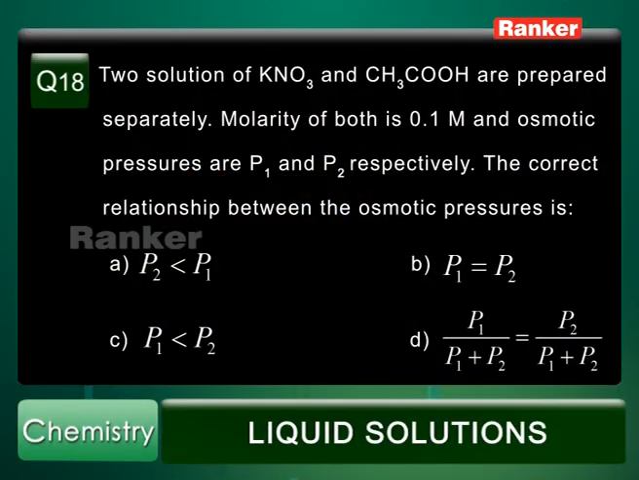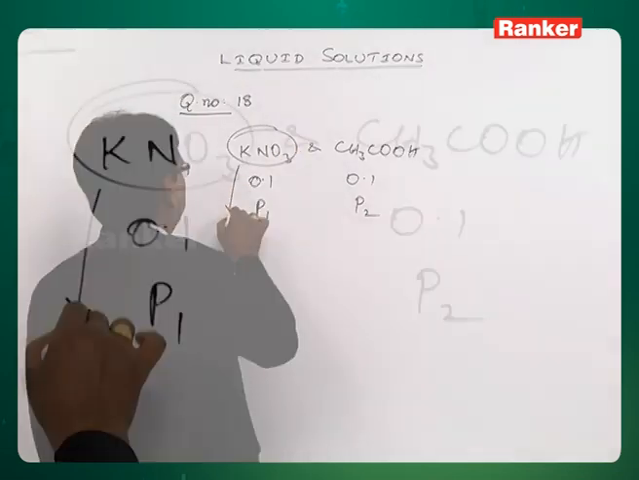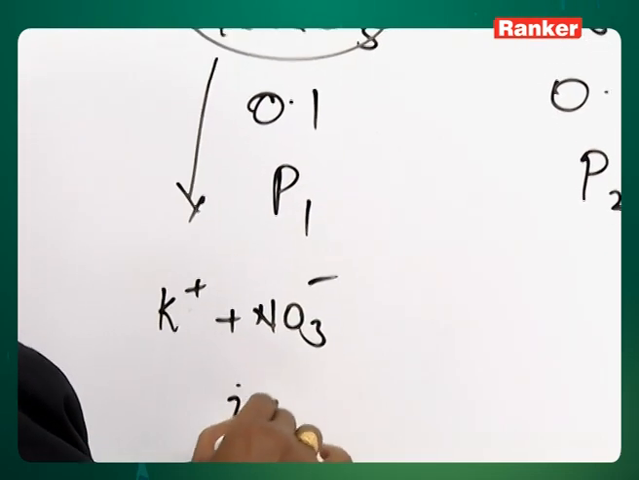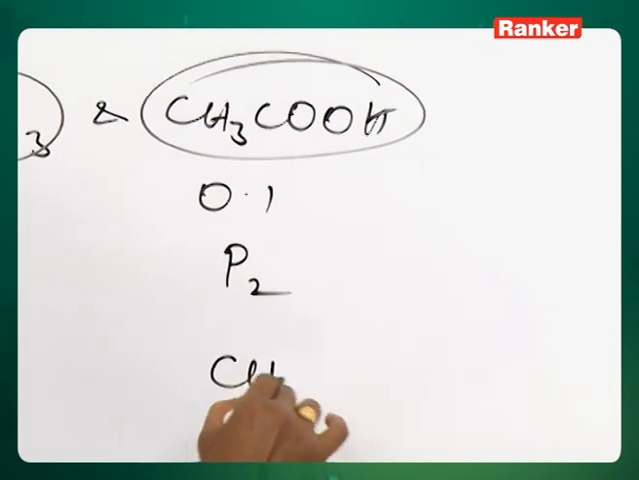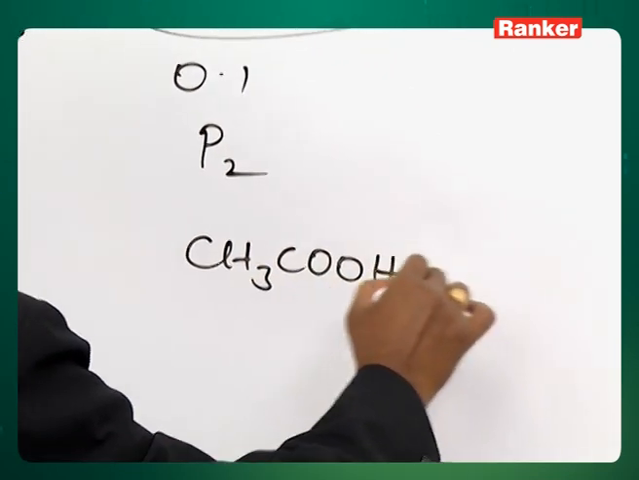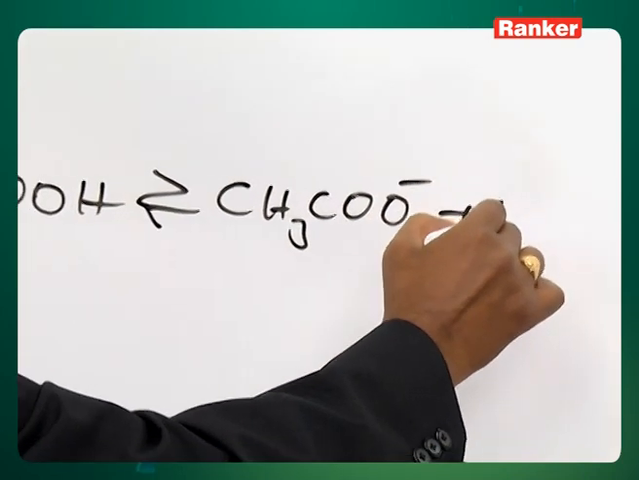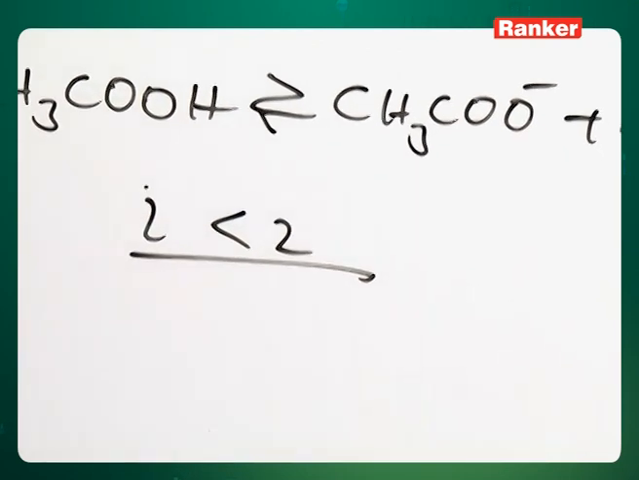Now, the correct relationship between the osmotic pressures of both, that means whether P1 is equal to P2, or P1 is less than P2, or P1 is greater than P2. Now, this being a strong electrolyte will dissociate completely to K plus and NO3 minus. So, for this the i factor will be 2, but this is a weak acid, so it only undergoes partial dissociation. So, here i will be less than 2.